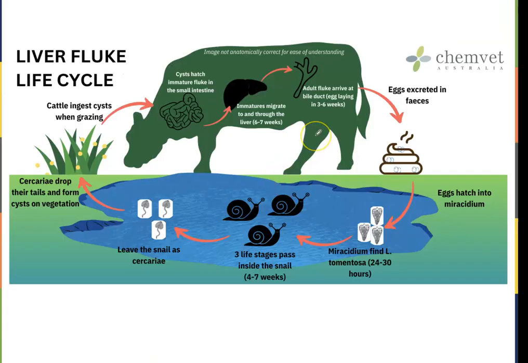So the life cycle of a liver fluke, this is a cow, or this could be us. All right. So this is what would happen in our bodies if we were infected. So let's start with the eggs in the feces. So we have eggs in the environment. The eggs have to find water, because in the water, there is an intermediate host, the snail. There are 3 life stages that pass inside the snail. So the snail is a really necessary part of their life cycle. And then there's a larva form that leaves the snail.